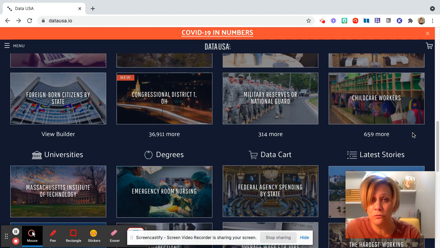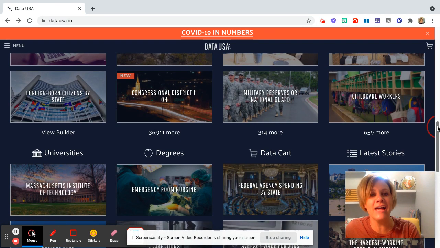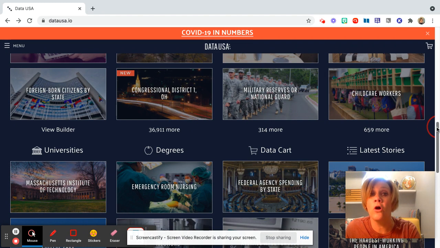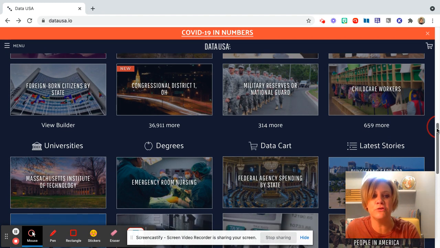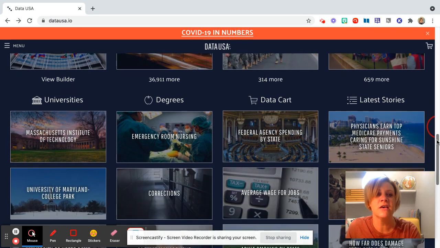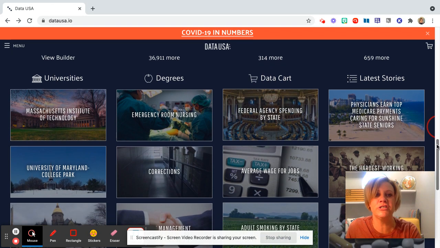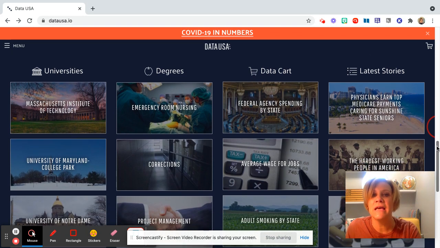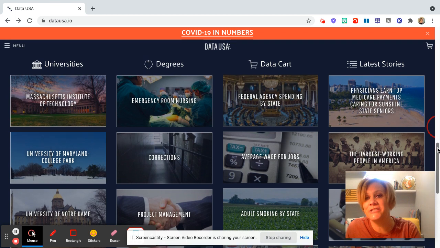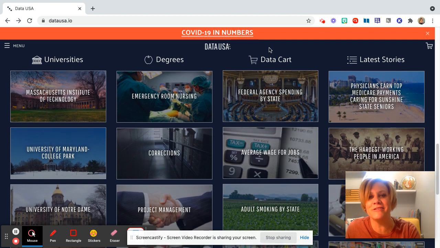If they're thinking about a certain job in the future and comparing it to the cost of what their education would take to get that job, for instance, how much is college? How long would it take them to pay that off if they have to get a student loan? There's a lot of things here that you could use in a math class, you could use in a science class, social studies class, or if you're just trying to really help students understand current events. There's information by universities, by degrees, there's latest stories. And one of my favorites is Data Cart.